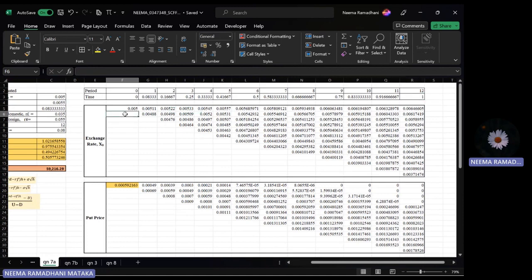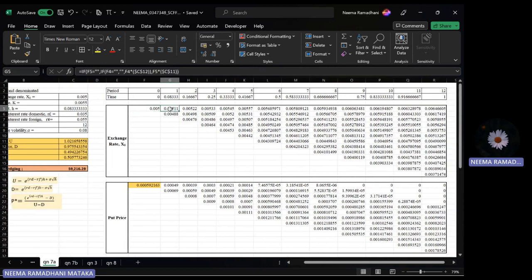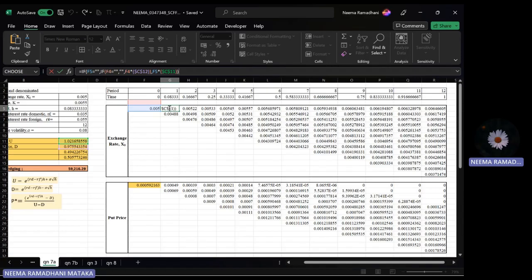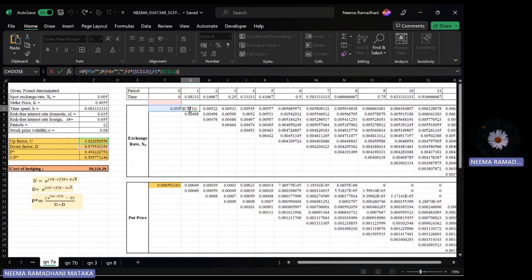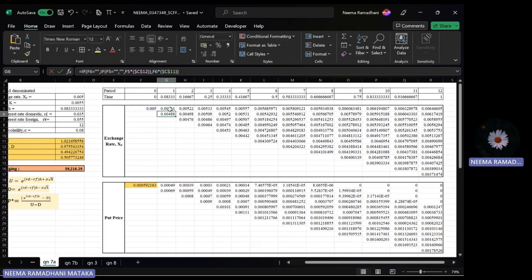Then we're going to start with the exchange rate table. For the exchange rate at time zero, we have our exchange rate as 0.005 that we are given. To get this value here, we have this formula in the cell. We have to take F4, multiply it with the down factor, and also F5, multiply it with the upper factor. So that's the formula I used. I used this and then I dragged it through the whole row to get the values of exchange rates.